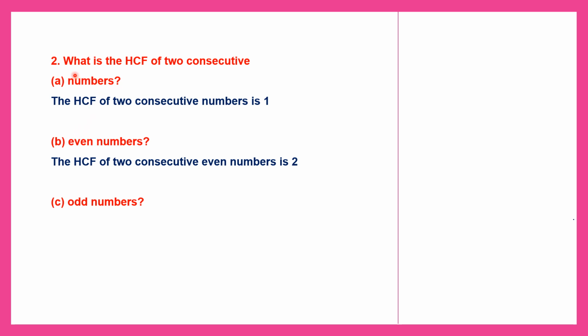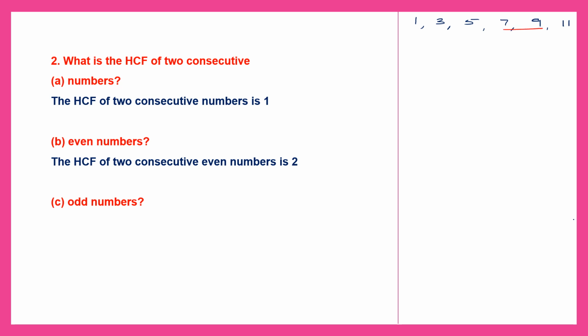Next question. What is the HCF of two consecutive odd numbers? So let's write down a few odd numbers. 1, 3, 5, 7, 9, 11. All these are odd numbers. We can take any two consecutive, that means that come one after the other. So let's take 7 and 9.